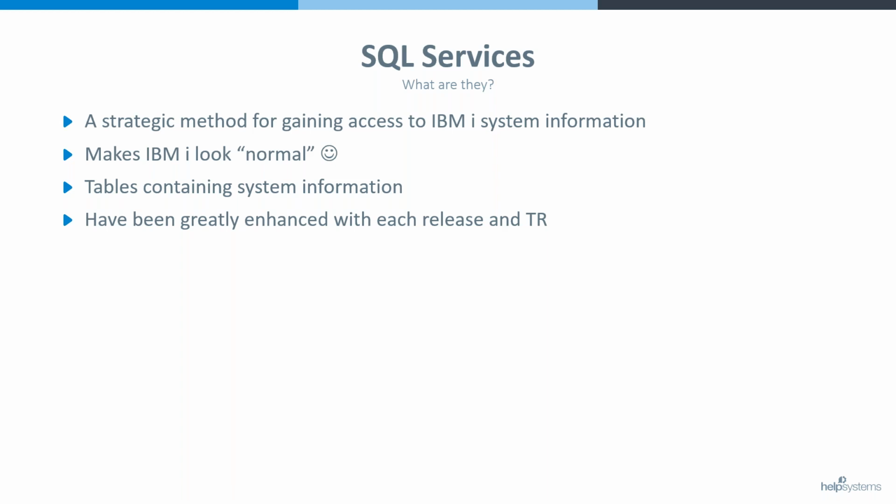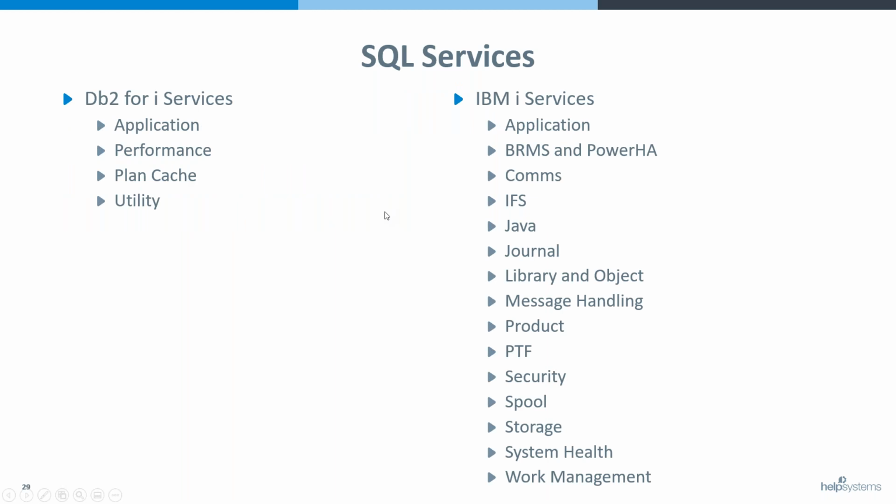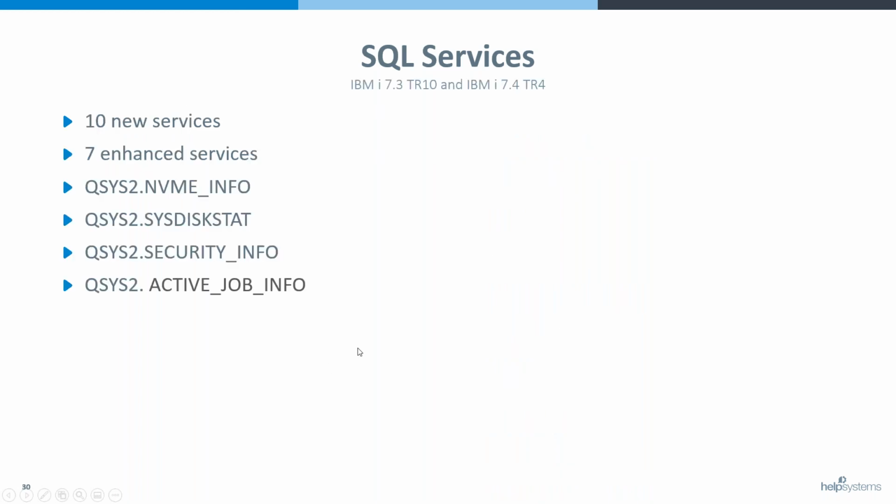They contain great system information, and there were a number of enhancements with each and every technology refresh. They tend to fall into two distinct areas. DB2 for i services, typically these are used for DBAs or database engineers. And then on the right-hand side there, IBM i services, the modern alternatives for the non-database parts of the IFS. And again, usable outside of the green screen.